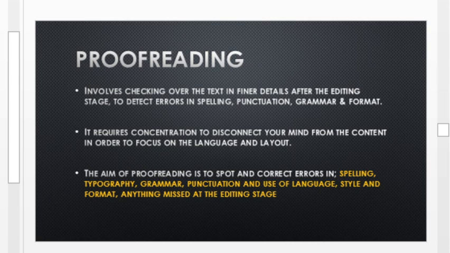So in proofreading, we spot and correct errors that involve spelling, typography, grammar, punctuation, and the use of language, style, and format. Anything that was missed at the editing stage. It means to say proofreading is the last filtering system that you have to undergo before you post or share or submit your piece of writing.